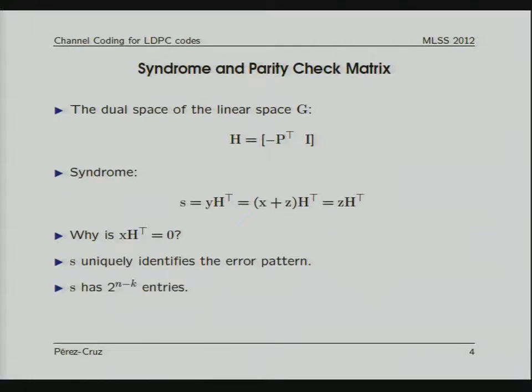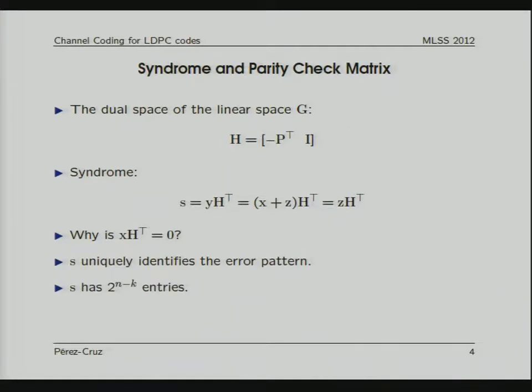So when we transmit the word x and we get the word y, in the decoder the first thing that we can do is multiply that by the matrix H transpose. The syndrome only depends on the noise. It doesn't tell you anything about x. And that is pretty easy to see, which is x times H transpose is n times G, and that's equal to 0.